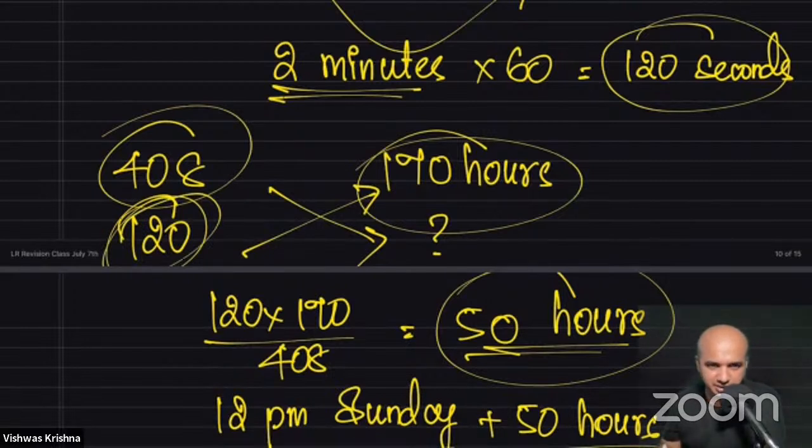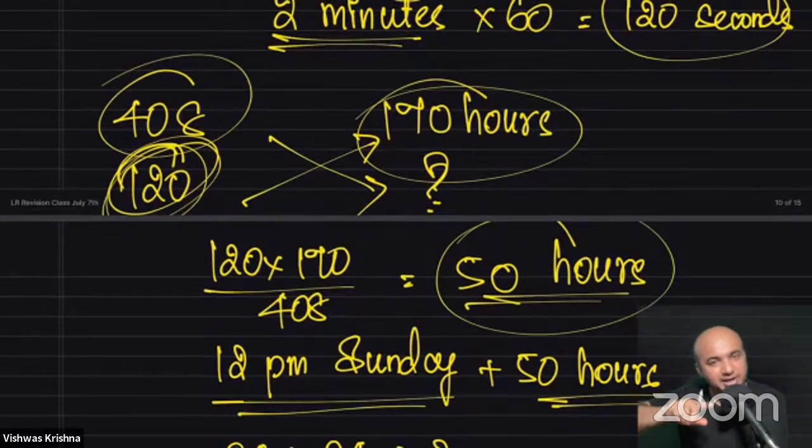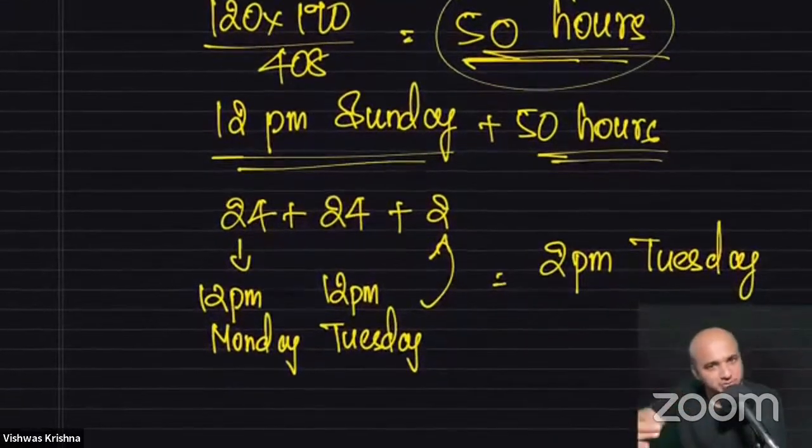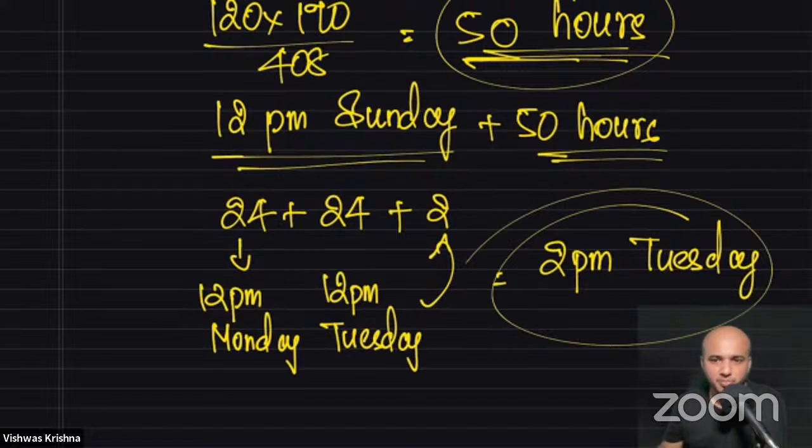So we do the cross multiplication. For 408 seconds, you required 170 hours. So for 120 seconds, how many hours would the watch require to show the right time? That is 120 into 170 divided by 408, which will give us 50 hours. So if you count 50 hours from 12 noon last week, the watch actually showed the right time based on our calculation. If you do the math, 12 p.m. Sunday plus 50 hours would be nothing but 2 p.m. Tuesday. I hope it is clear, Pratiksha, now.